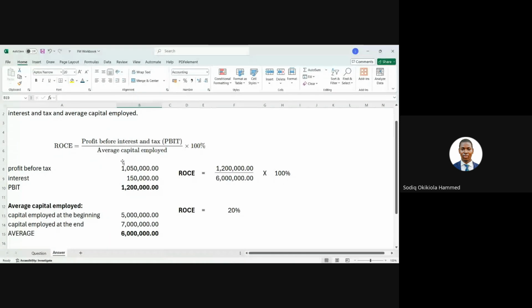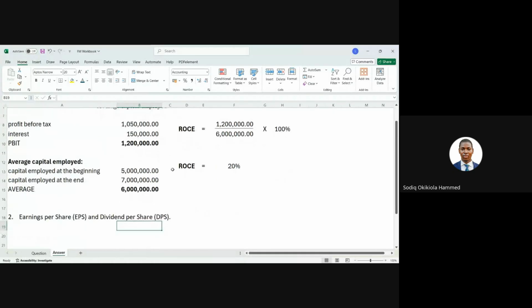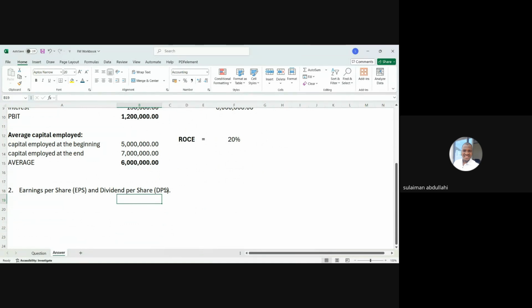So if you want to calculate your return on capital employed now, it is going to be that 20%. Based on my earlier explanation, it's the same thing as if you give a fixed deposit of 5 million in the bank, and it is giving you 20% interest annually, which is 1 million. So that is your return on your investment. That is how you will interpret this. So is that clear? Yes, sir.